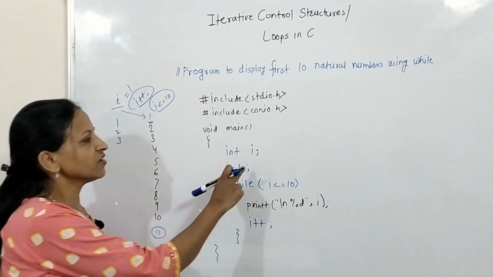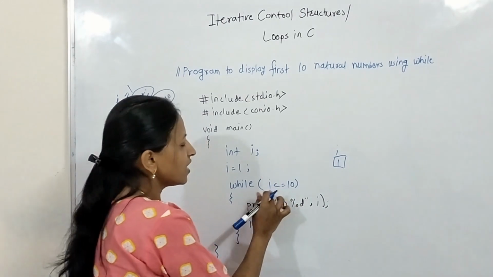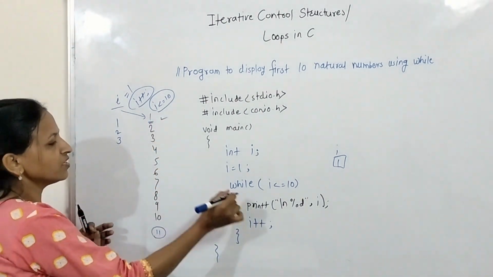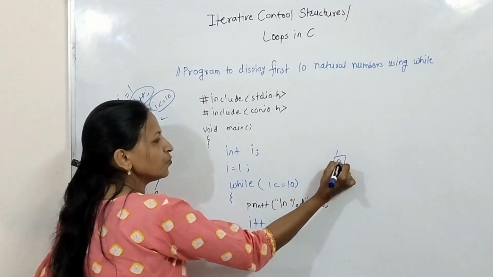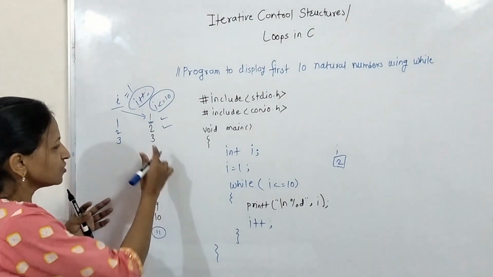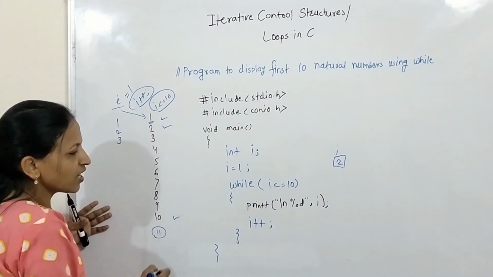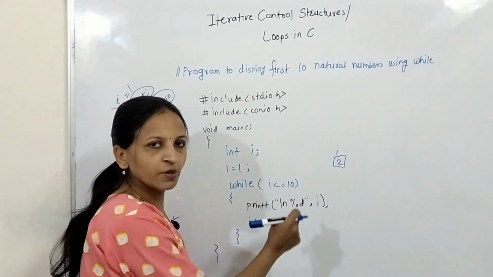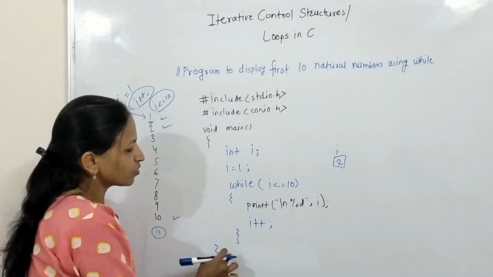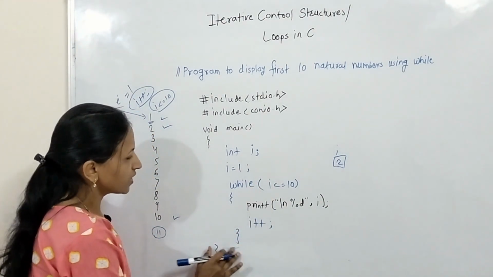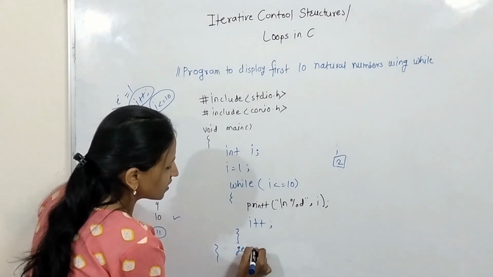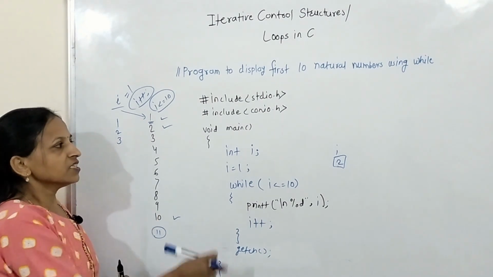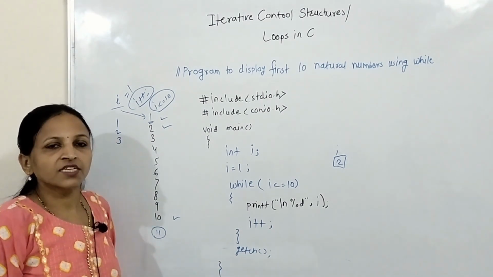How does it work? Initially the value of i is 1. Is i less than or equal to 10? Yes, it is true, so it will display the value of i, that is 1. Then i++, i becomes 2, and again it will display 2. In this way it will display all the values till the value of i is 10. Whenever the value of i becomes 11, this condition will become false and control will come out of the while loop. You can also write getch if you are using the Turbo C compiler, for waiting purposes to hold the output screen. Getting it? In this way we can do the program to display the first 10 natural numbers with the help of a while loop.